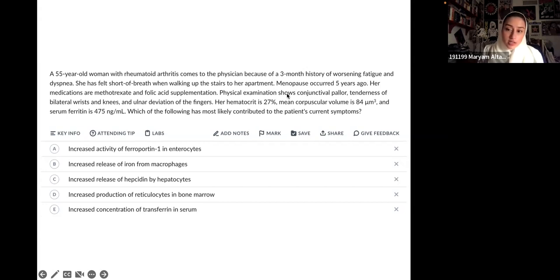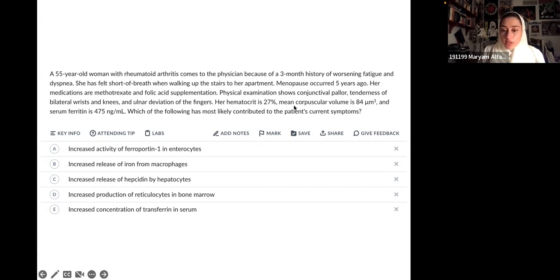It makes iron deficiency anemia less likely of a cause. Okay. Her medications are methotrexate and folic acid supplementation. Physical examination shows conjunctival pallor, tenderness of the bilateral wrists and knees, which is a normal finding in patients with rheumatoid arthritis, as well as ulnar deviation of the fingers.